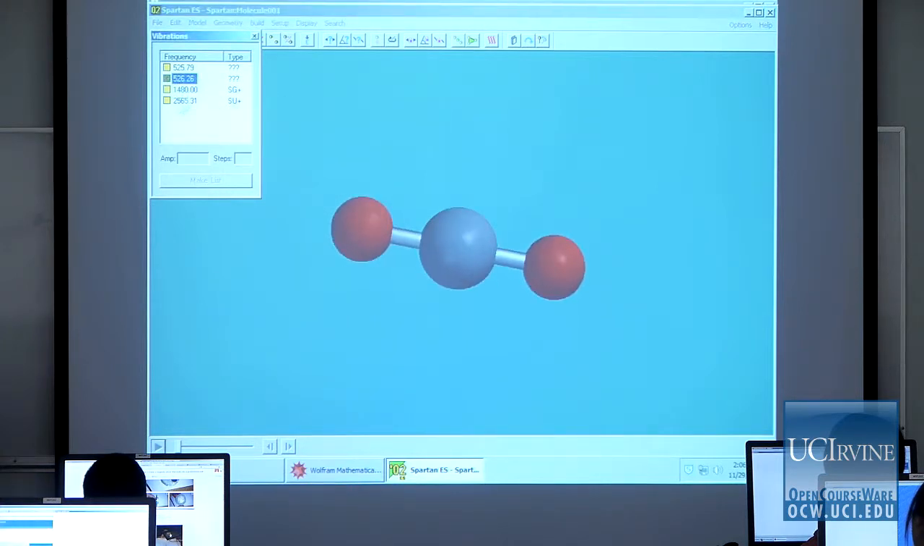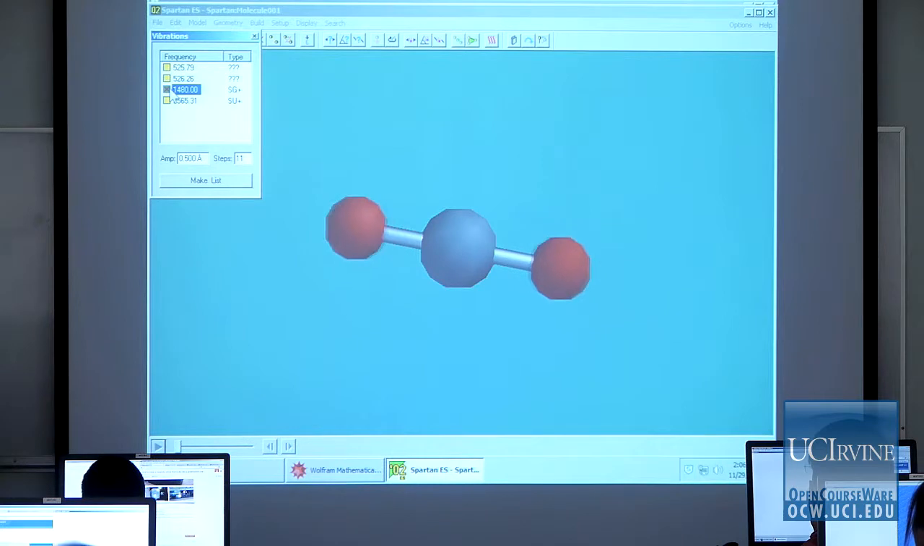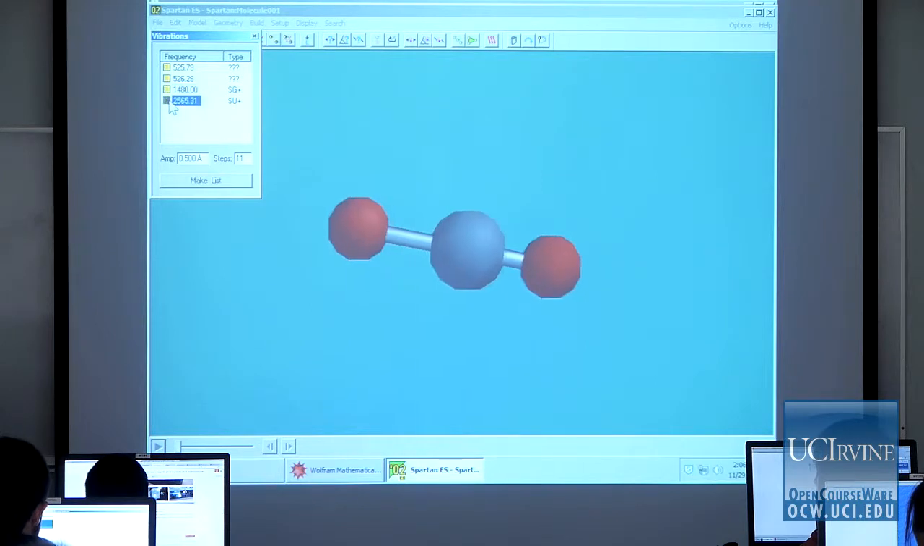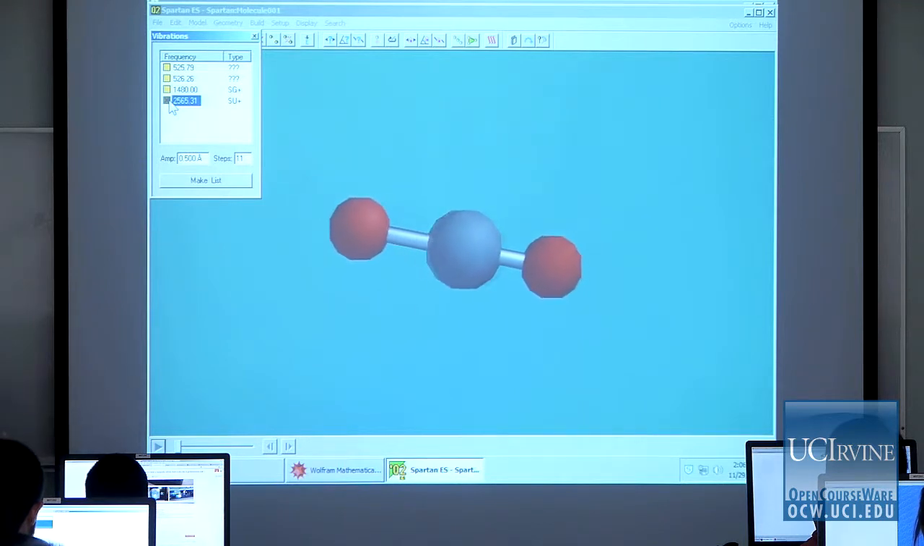And then there's this higher frequency motion. Let's see what that looks like. That's what we call the symmetric stretch, where you can see the oxygen atoms are moving away from the carbon, away and toward, but they're in phase, both of those. And then the highest frequency motion is what's called the asymmetric or antisymmetric stretch, where you see that as one oxygen moves out, the other one moves in. Okay, so these are what we call the normal modes of vibration for CO2.